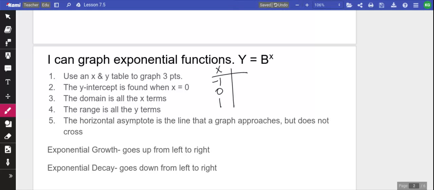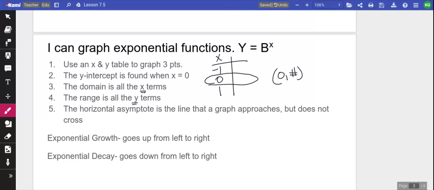We're also going to find the y-intercept, and that will be our middle point. So when we find our X is 0, remember for our y-intercept, it's 0, a number. And so that will be our y-intercept. Remember, the domain is the X's and the range is the Y's. The last thing that's new that we're going to talk about is a horizontal asymptote.